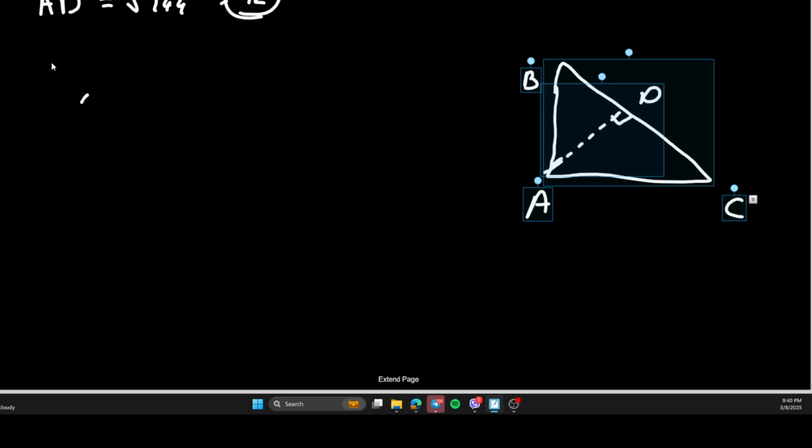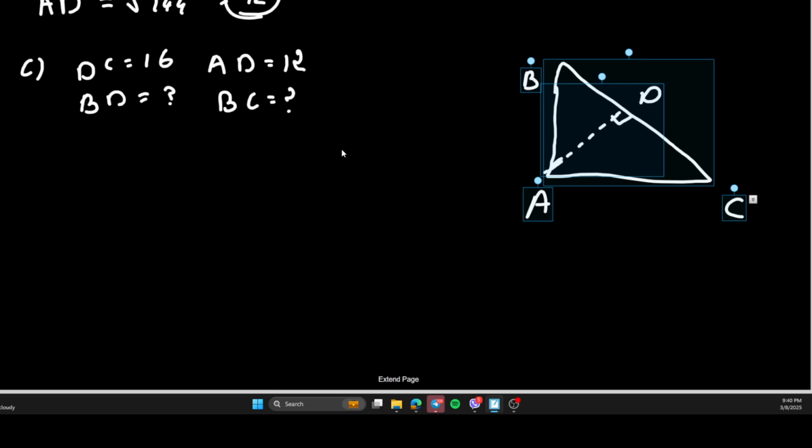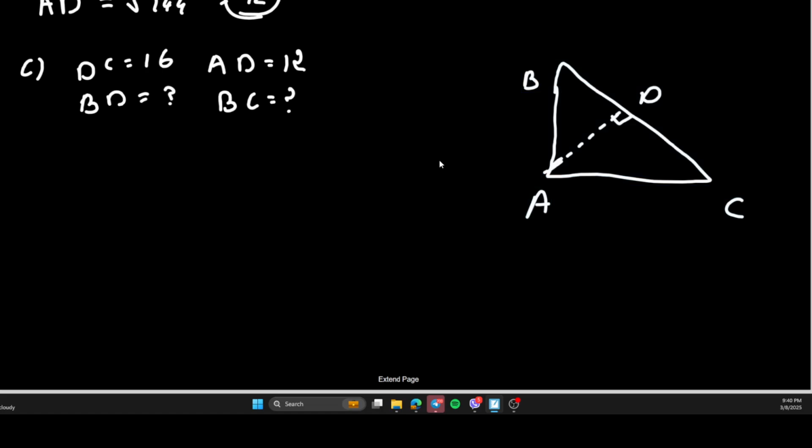Alright, so case C. You know that DC is 16. You know that AD is 12. You need to find BD, and you need to find BC. Okay, so we need to first find BD. There's no way we can find it directly, so you just need to use the height theorem again.